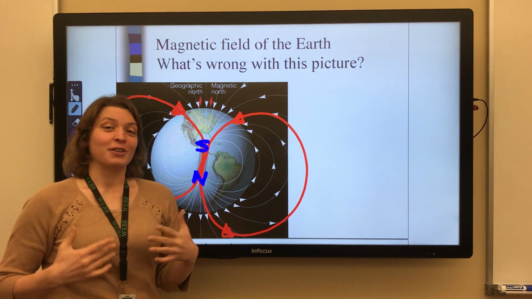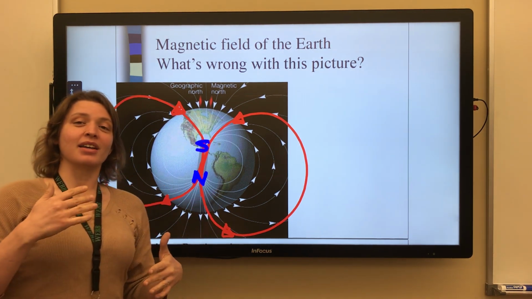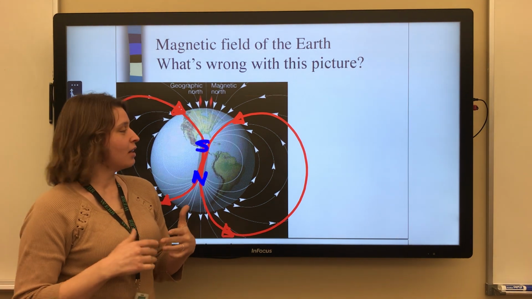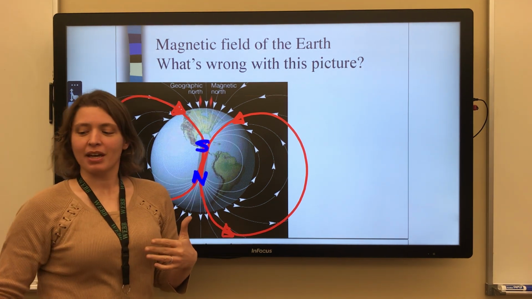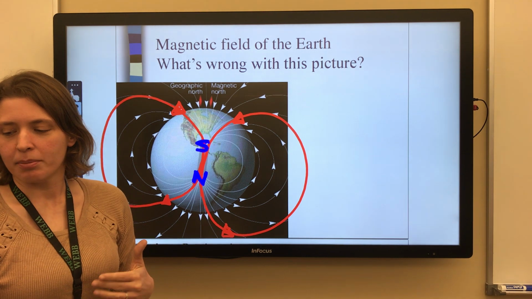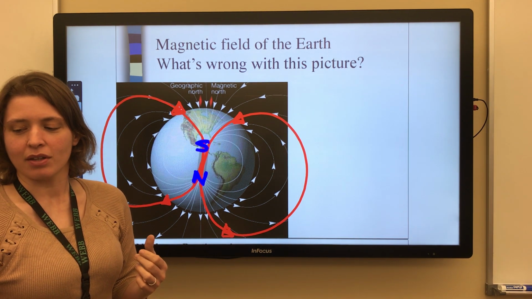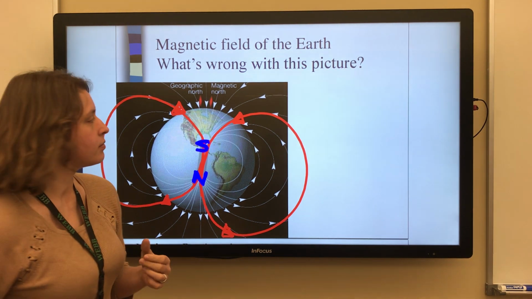The Earth's magnetic field has definitely flipped in the history of Earth. It may flip again, we don't really know, but it's just kind of a cool thing that the Earth's magnetic field does.